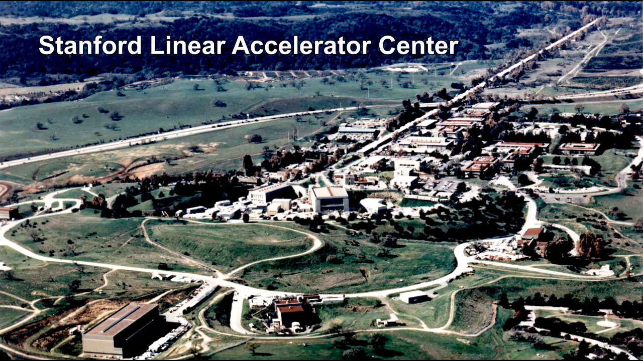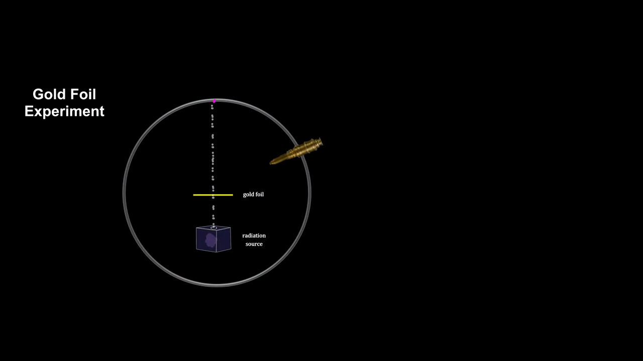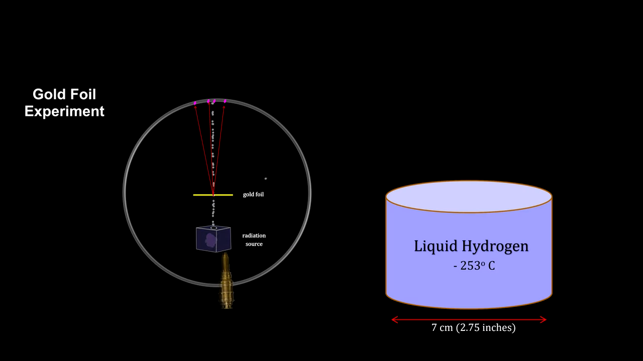In 1969, a team of scientists at the Stanford Linear Accelerator Center, or SLAC for short, in conjunction with MIT, performed scattering experiments similar in principle to what Rutherford did to probe the atom 58 years earlier. Rutherford's target was a gold foil. In the SLAC experiment, the target was liquid hydrogen at a very cold temperature to keep the protons as close together as possible.